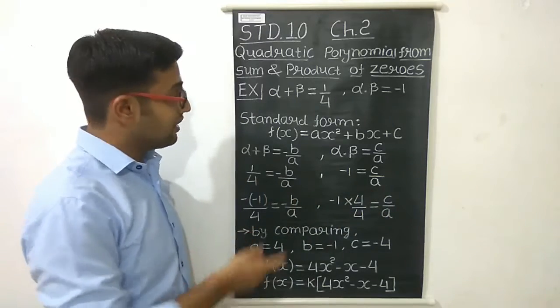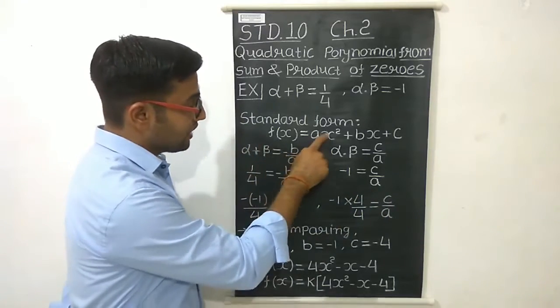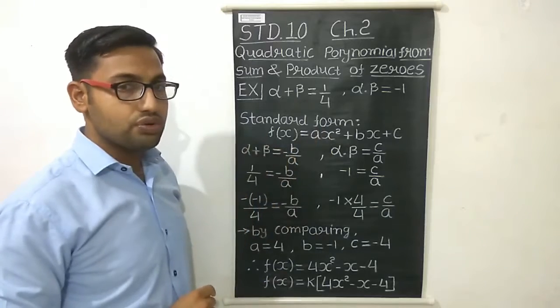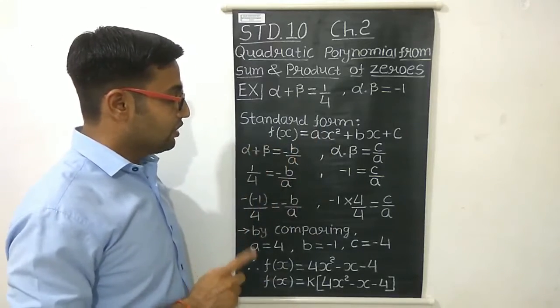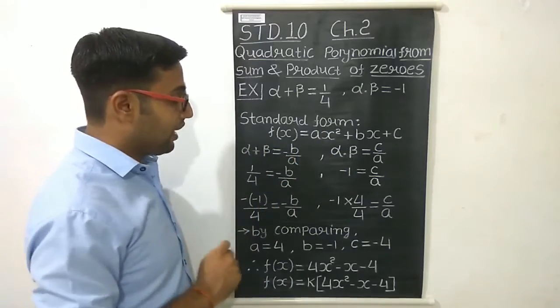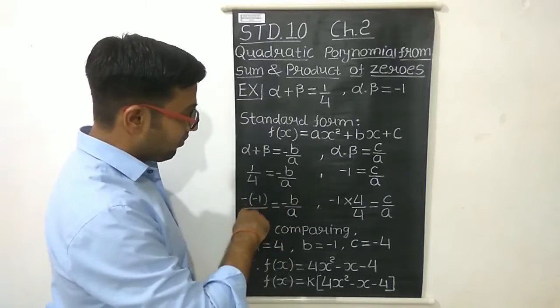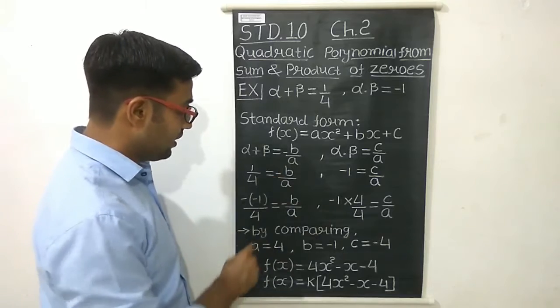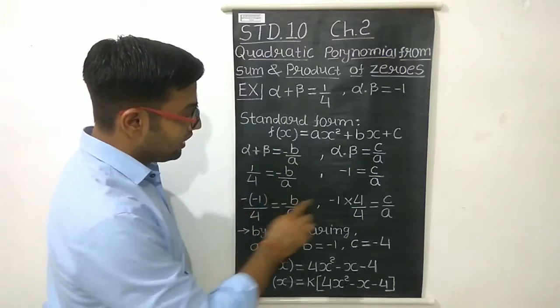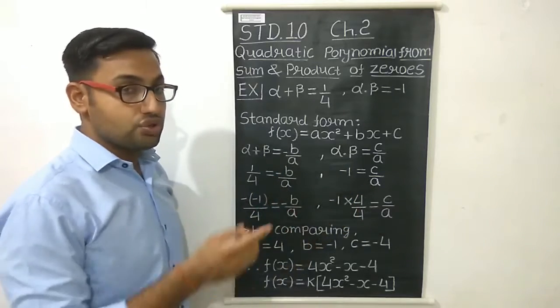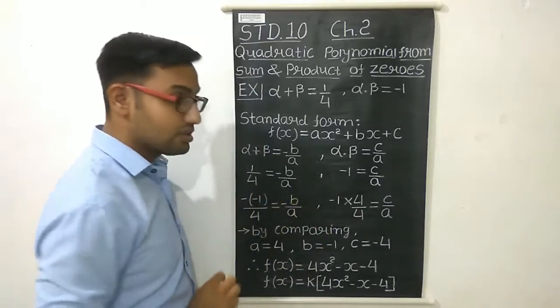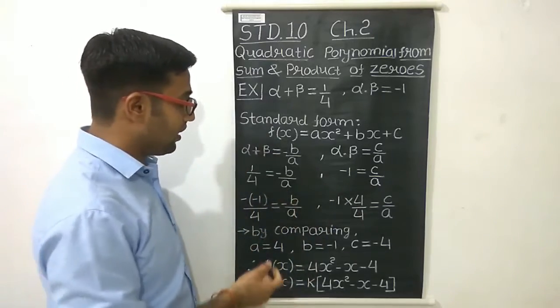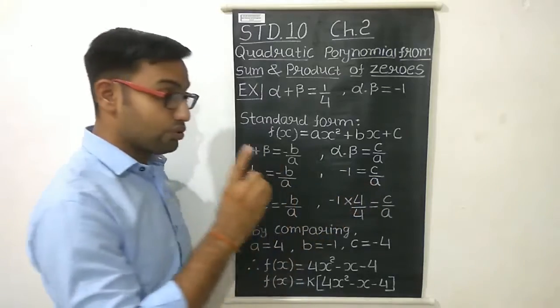Is it possible that a has two values? This x square coefficient a has two values? No, it is not possible. So now what we have to do? We have to make both these a values equal. To do that, here we get a is equals to 4 and here we get a is equals to 1. So the LCM of 1 and 4 is 4. So we have to make both a values equal to 4.